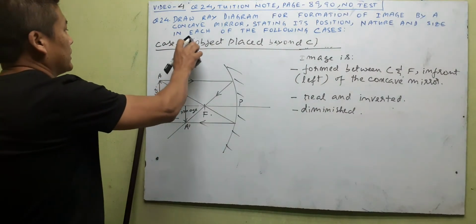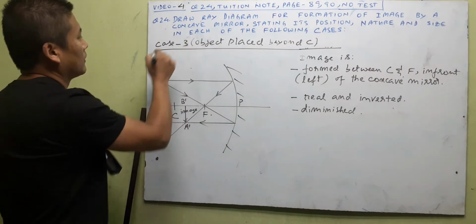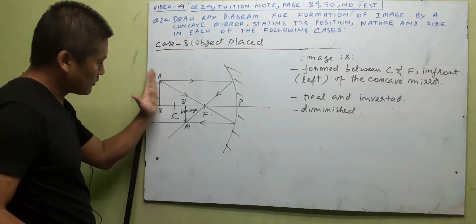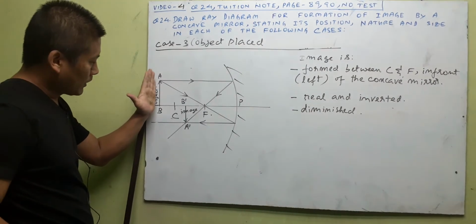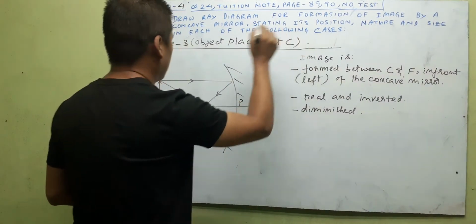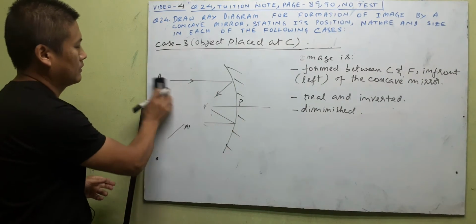Let us go to case 3. Okay, case 3. Then the object is now placed, you're bringing it slowly closer. So where will the next one be? Yes, it will be at C, right? Placed at C. Okay, so let us do that.